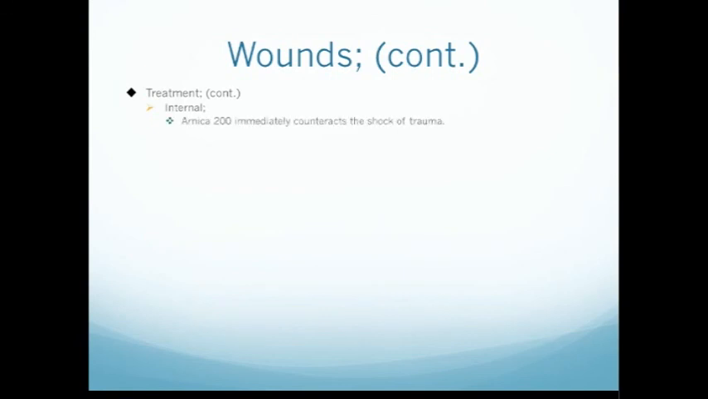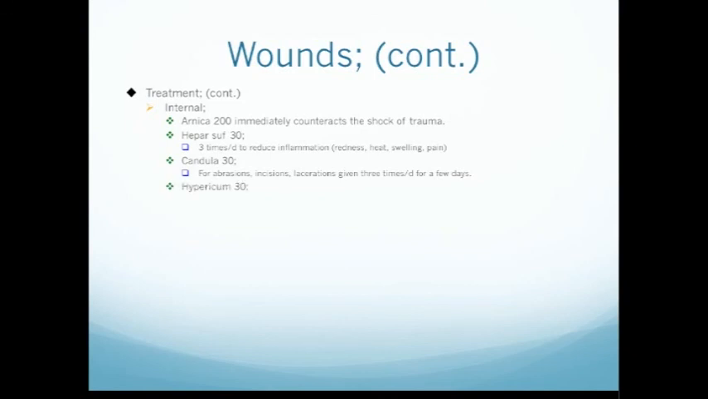Internal treatment can be given systemically with Arnica 200 given immediately by mouth to counteract the shock of the trauma. Hepar sulf 30 is useful, given 3 times a day to reduce inflammation, redness, heat, swelling, and pain. Calendula 30 is good for abrasions, incisions, and lacerations, given 3 times a day for a few days. Hypericum 30, this is useful for severe pain and incisional wounds. It's also helpful for puncture wounds without a numb, cold pain shooting upwards.